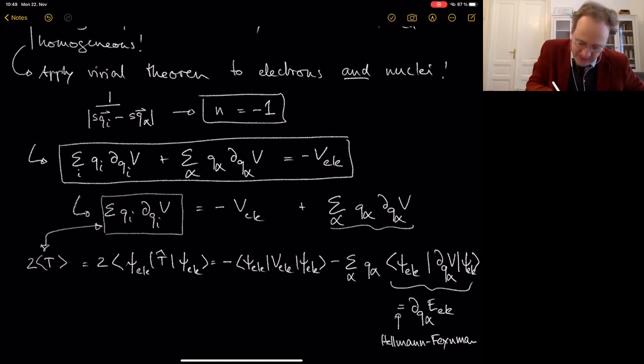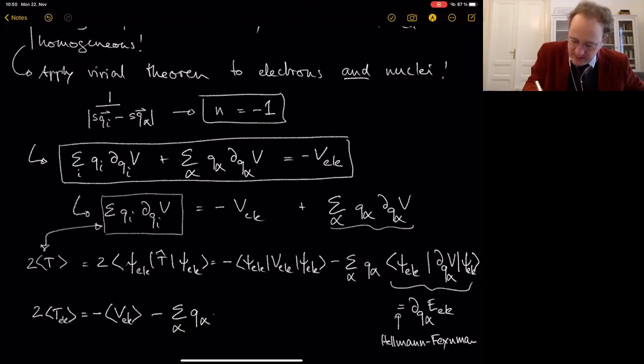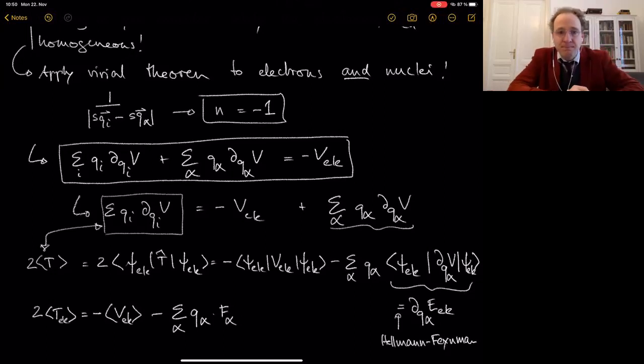So what you really have here is 2 times T equals V Euler minus the sum over your atoms, their coordinates times the force. Okay. So this is the electronic force. It's not yet the nuclear.